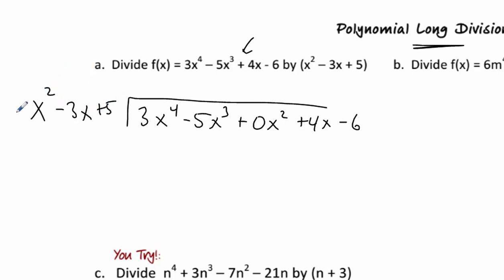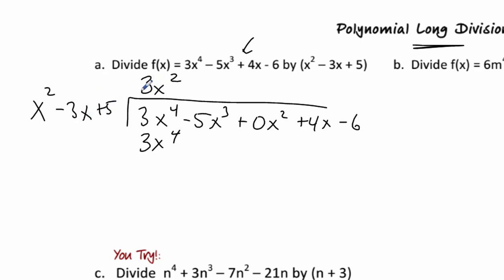How many times does x squared go into 3x to the 4? Well, it goes in 3x squared times. Because if I multiply this one and this one, I get 3x to the 4. We want to cancel stuff out. That's the only way I can do that. Now, because I multiplied 3x squared by this, I have to multiply it by those two terms as well.